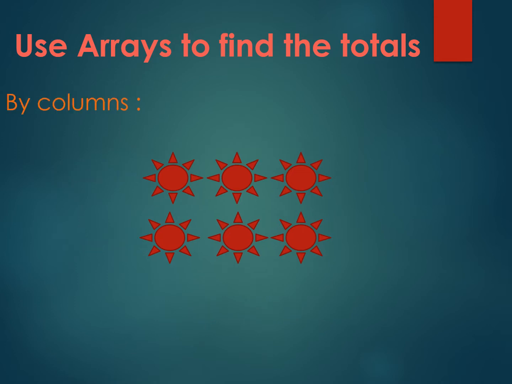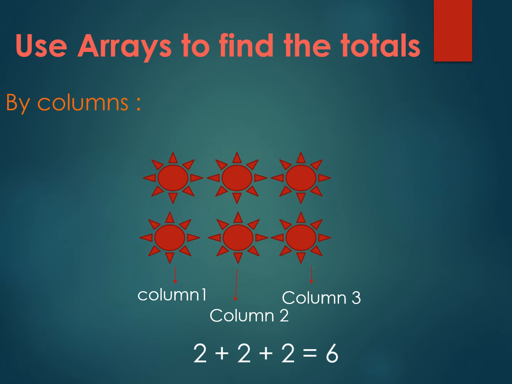And now this is the second way, by using columns. And as we said, this is column number 1, column number 2, and column number 3. How many items in column number 1? 2. And how many items in column number 2? Also 2. And how many in column number 3? 2. So we will add 2 3 times. 2 plus 2 plus 2 equal 6.